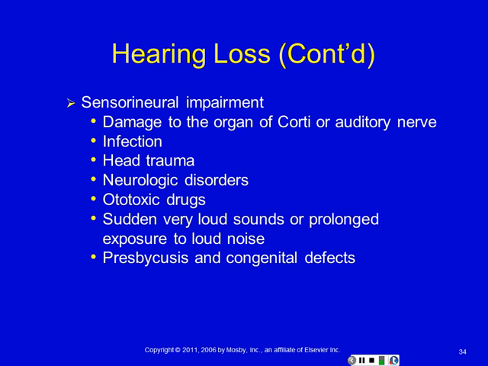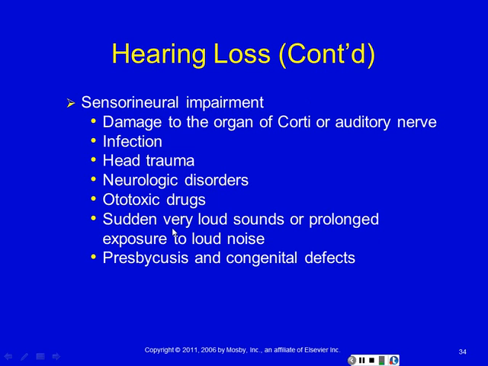The sensory neural impairment is sort of a problem on the inside. This is where the organ of Corti found in the cochlea is damaged, or the auditory nerve is damaged. So this can be an inner ear infection, head trauma, or neurologic disorders. There are a number of ototoxic drugs like gentamicin, for example, which in overdose destroys the organ of Corti. Sudden, very loud sounds, like being near a jet engine without hearing protection, or prolonged exposure to loud noises also cause sensory neural impairment.